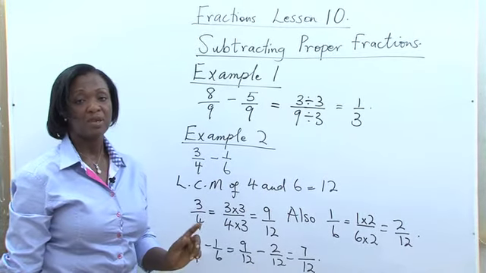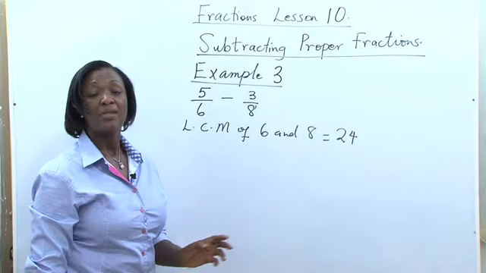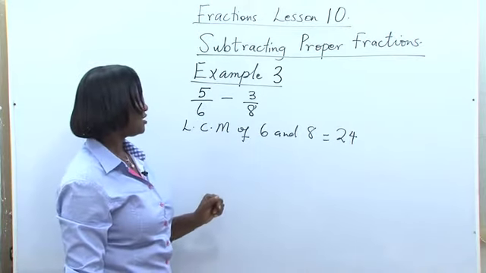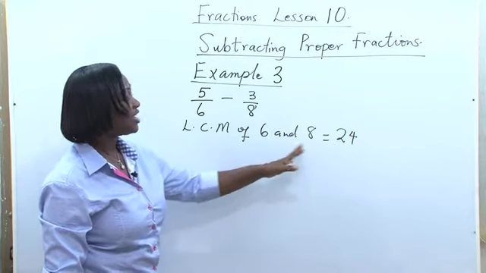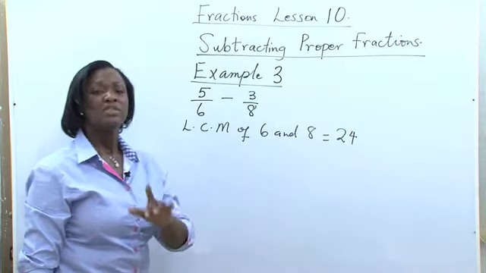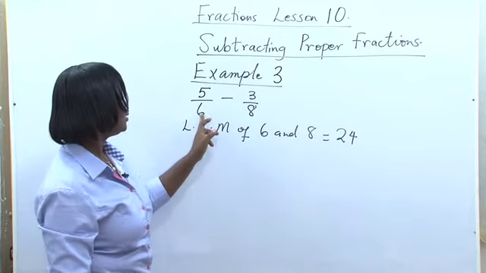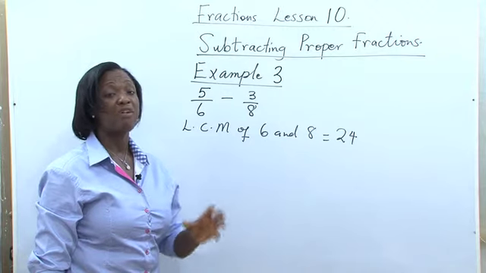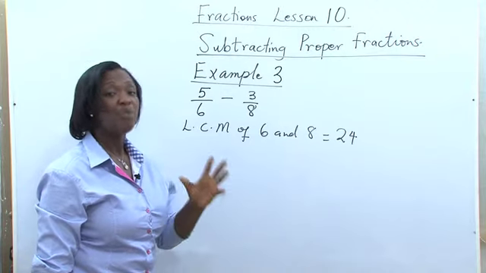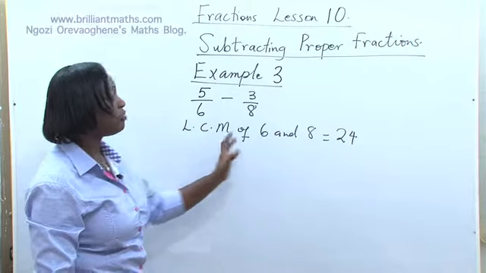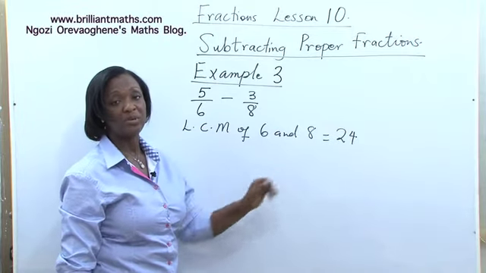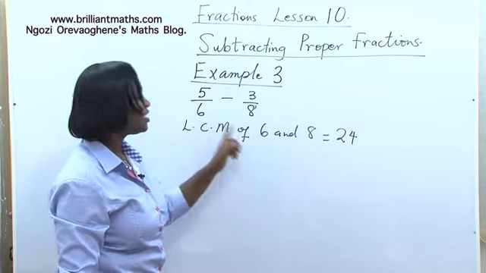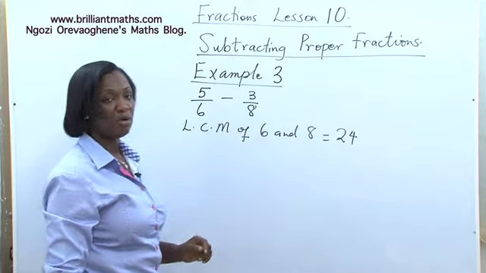Let's see example 3. Example 3. 5/6 minus 3/8. The LCM of 6 and 8 is 24. Some of you are used to multiplying the numbers to find the LCM, but that will usually give you a very large number. So as much as possible, use the lowest common multiple of the numbers you are dealing with. 6 times 8 is 48, but the lowest common multiple of 6 and 8 is 24.